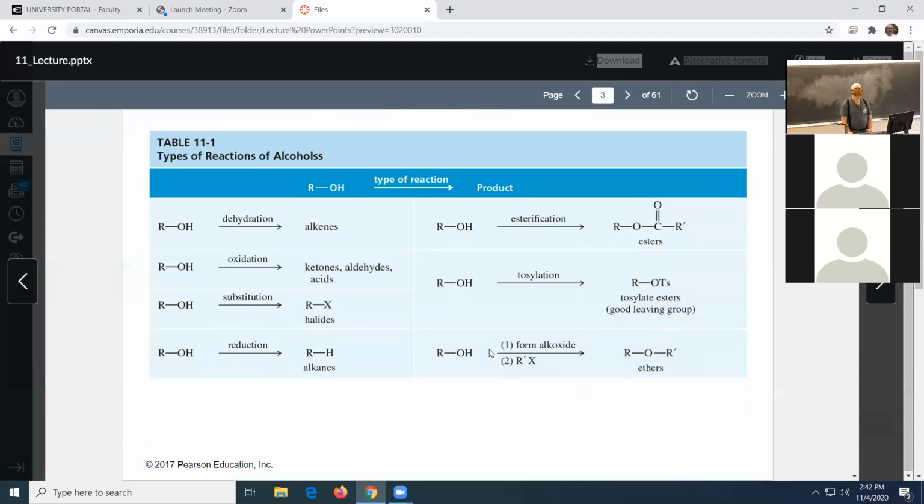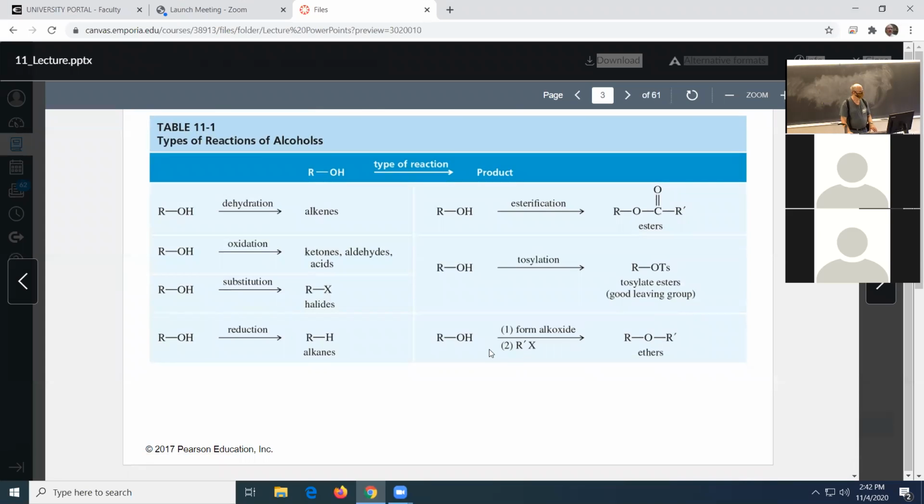Okay, so here is the summary table. We can dehydrate. As long as there's a hydrogen on the carbon next to this carbon, we can dehydrate to form an alkene. We can oxidize to ketones, aldehydes, or carboxylic acids. We can do a substitution. We did 2 of those in lab. We can reduce an alcohol to an alkane.